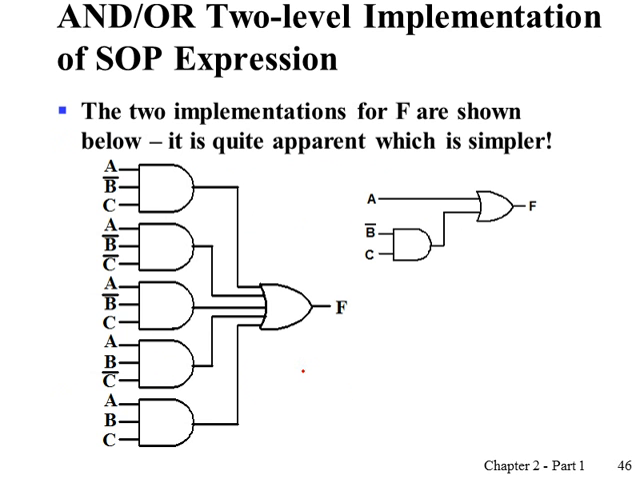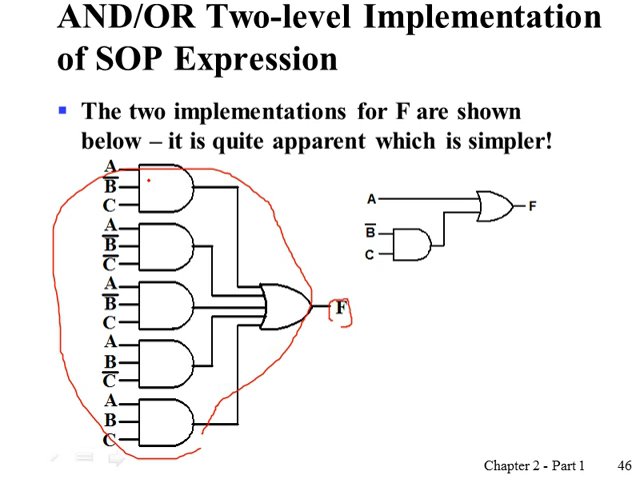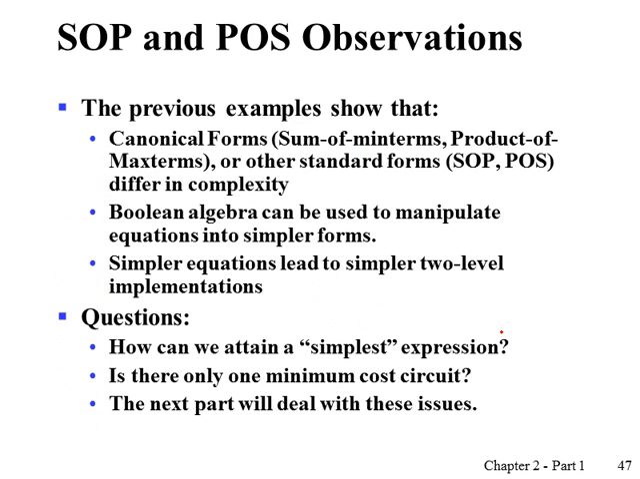Here is a direct comparison. If we have a function f in sum of minterms, this is the hardware required. So we have 5 AND gates and 1 OR gate. But if we use a sum of products form after the simplification, this is the result. So you can easily see that there is a hardware complexity difference.